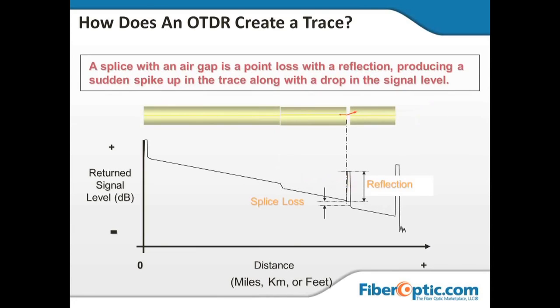Then if we put in a reflective event, we have a very similar situation. The peak of the reflection is compared to the backscatter level before it, telling us the amount of reflectance. And then the backscatter level before and after is compared, and that gives us the loss of the event itself. In its basic form, that is an OTDR trace.